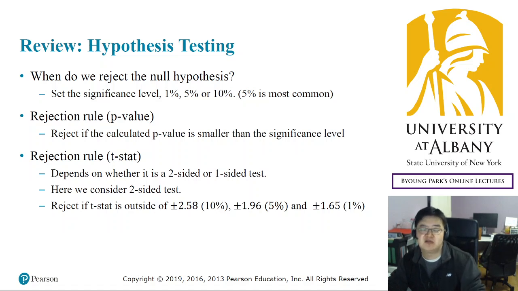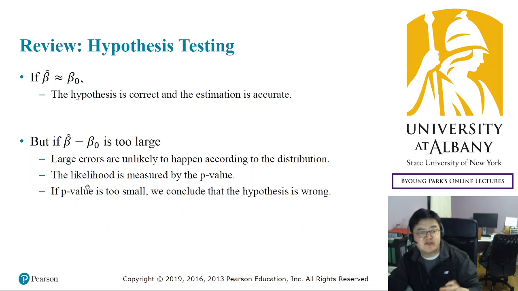the null hypothesis. So the rejection rule is: reject the null hypothesis if the calculated p-value is smaller than the significance level. Very easy to make the decision. Alternatively, you may use the t-statistic directly. If the difference is too large, you are going to reject.